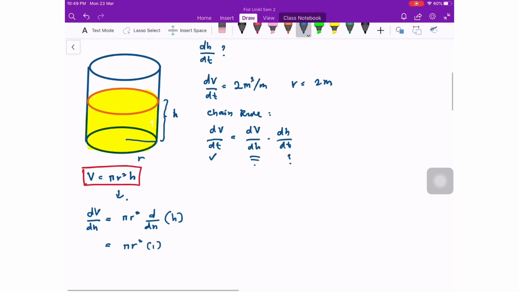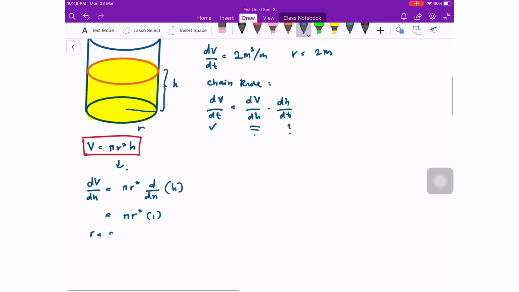Then kita ada nilai r dekat sini, which is r is equals to 2. Therefore our dV dh is equals to 4 pi. So now we have a value of dV over dh. Now we compute the value accordingly. So kita akan dapat 2 sama dengan 4 pi times with dh over dt. So now we just need to simplify dh dt, jadi kita akan dapat dh over dt is equals to 2 over 4 pi.